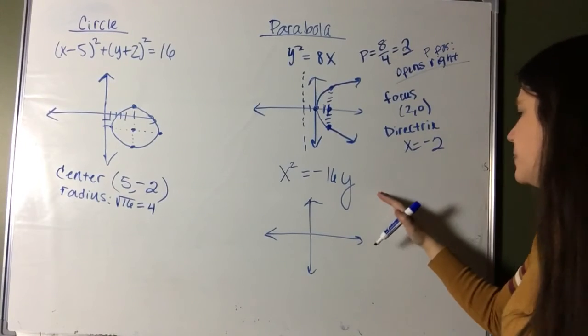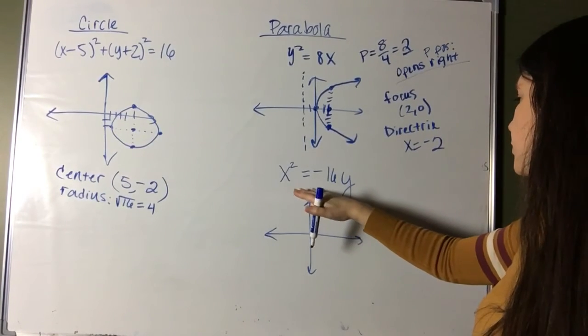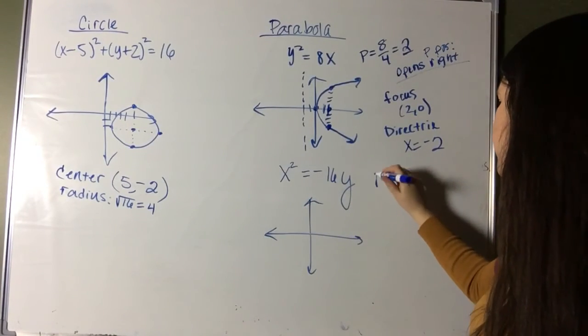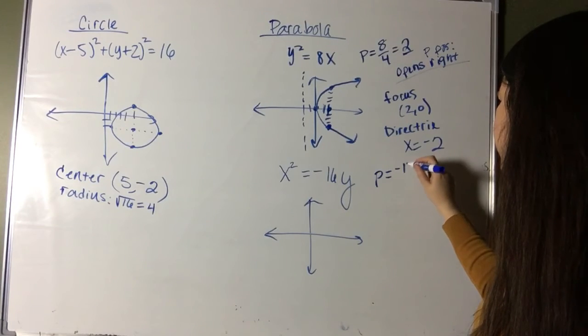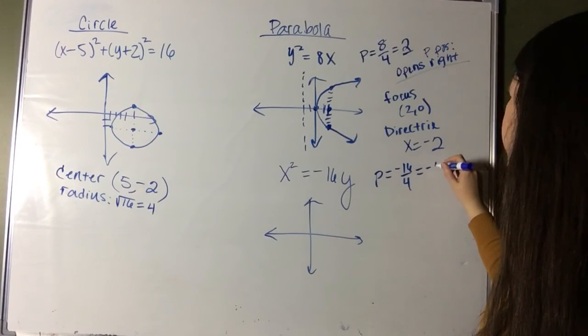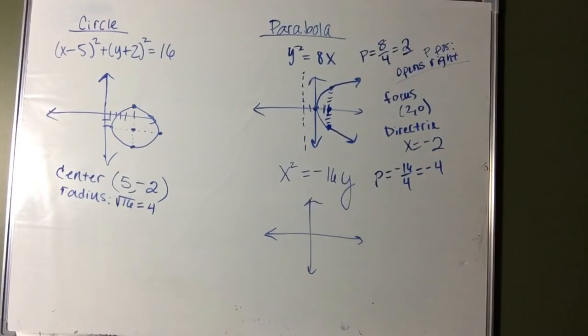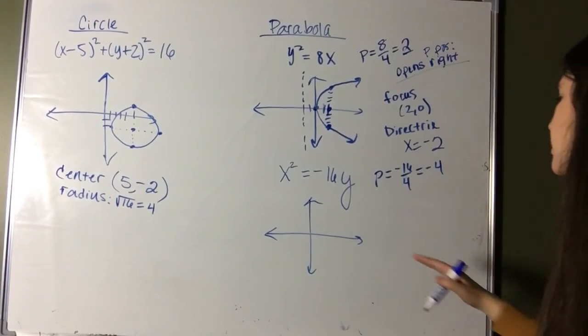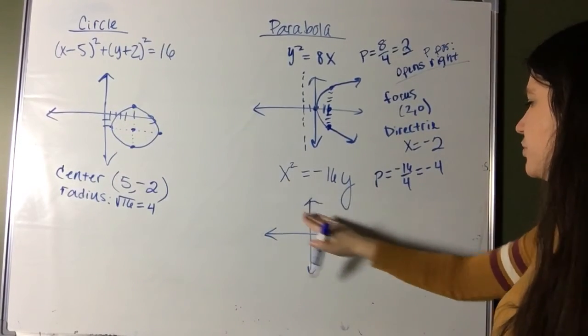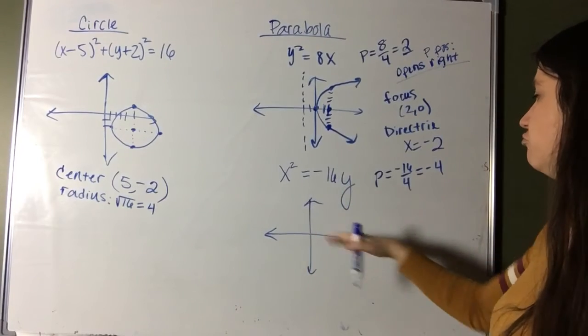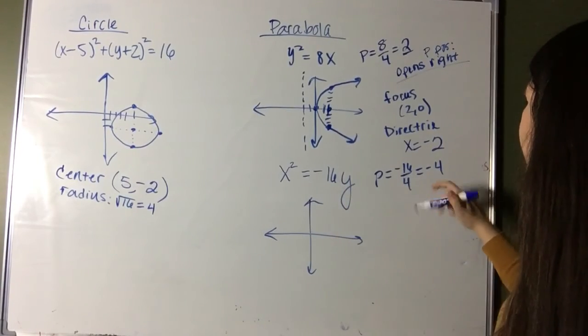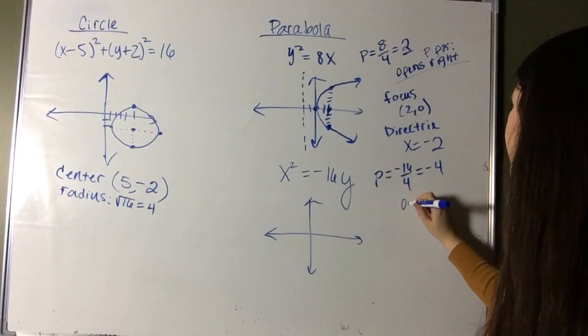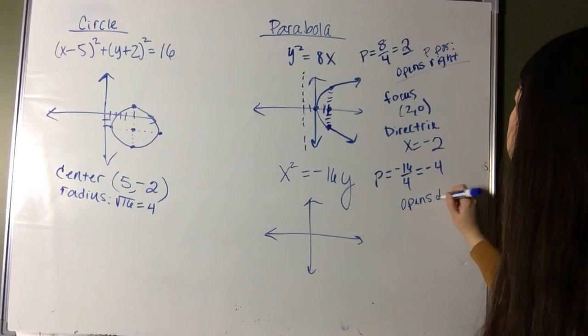Let's do another one. We'll find our p-value first. -16 divided by 4 is -4. And since this is an x squared, the parabola either opens up or down. When p is negative, it opens down.